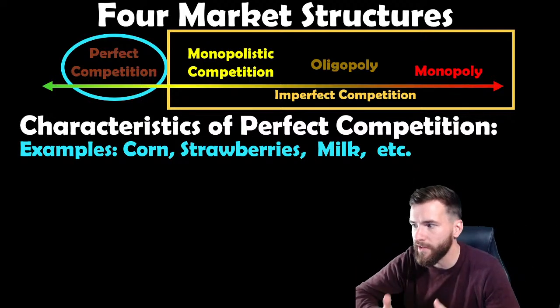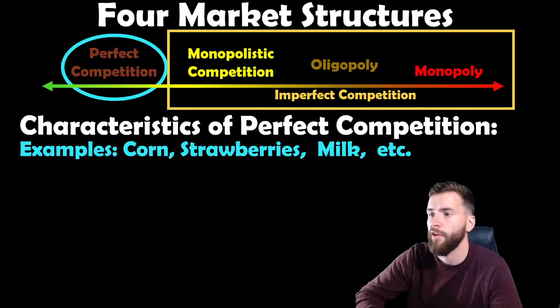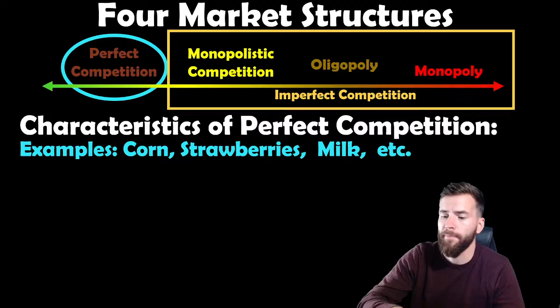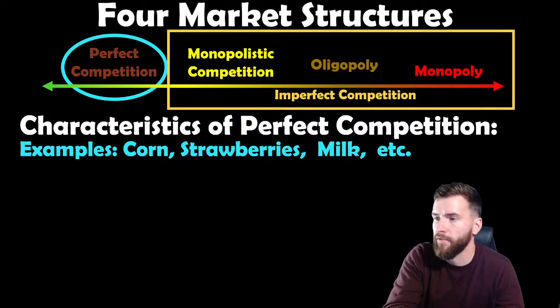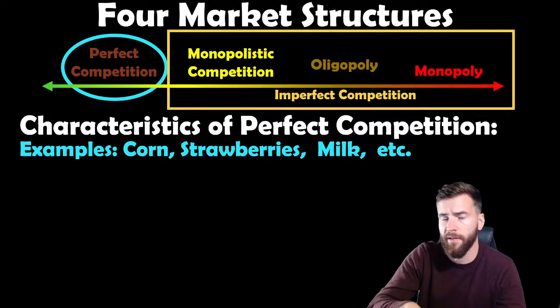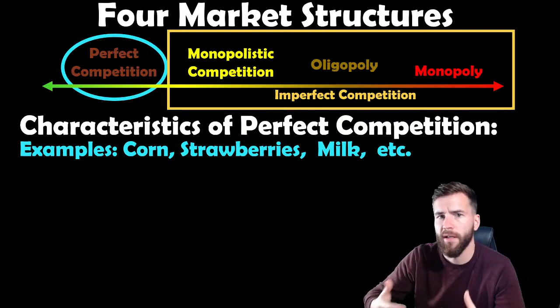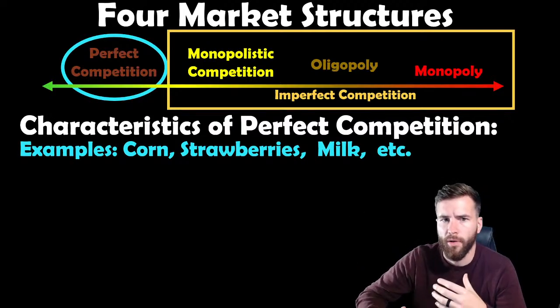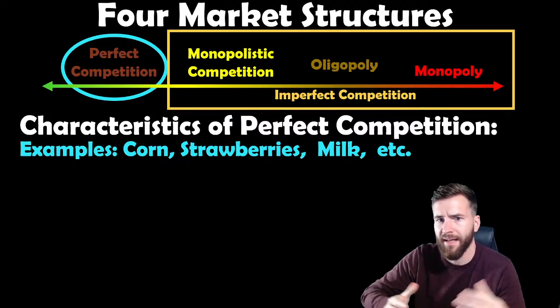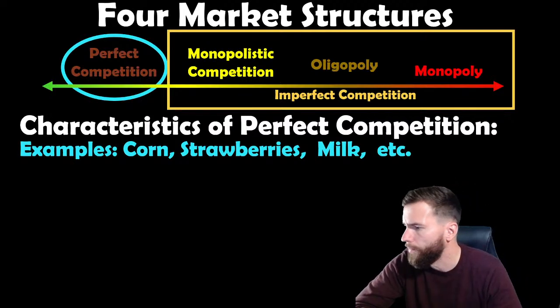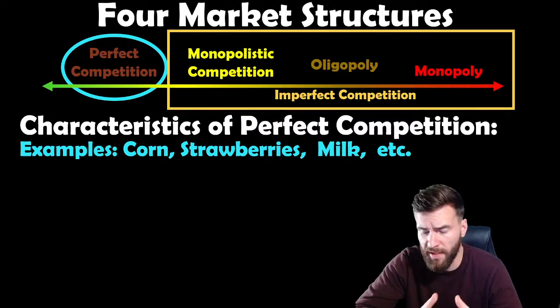So obviously that doesn't happen in the real world. But we're going to analyze what a firm would experience in a market structure that's perfectly competitive. And then obviously we're going to look at imperfect competition, which are market structures that are more real-world examples, but we want to analyze the end of the spectrum. So that's what perfect competition means. It's perfectly competitive, as competitive as it can get.